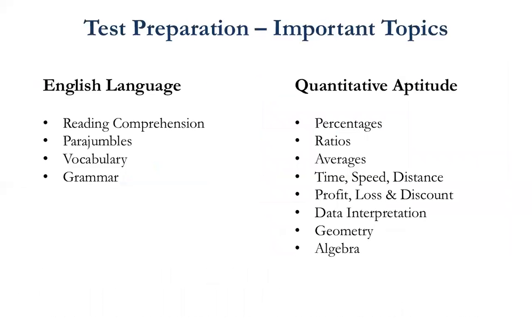So for the test preparation, the important topics that you would need to know. On the English language side of things, you would need to know reading comprehension, parajumbles, vocabulary, and grammar. This is in decreasing order of importance. Reading comprehension will be the most important topic in the exam, and then parajumbles, and then vocabulary, and so on. As long as you are comfortable with these 3 or 4 topics, I think you should be good to go in the English language section of the test.